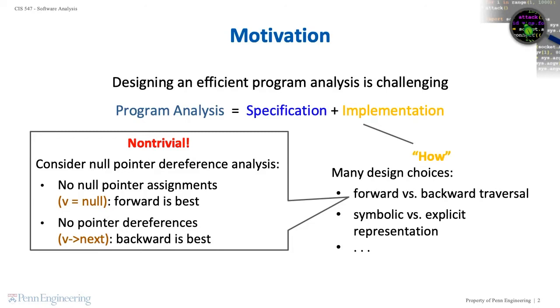It is easy to see that if a program does not set any pointers to null, then forward traversal is more efficient. On the other hand, if the program does not dereference any pointers, then backward traversal is more efficient. In practice, programs contain a mix of both null pointer assignments and pointer dereferences, making it challenging to determine the most efficient traversal strategy.